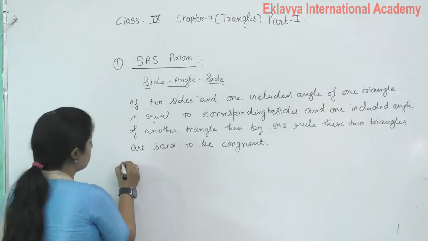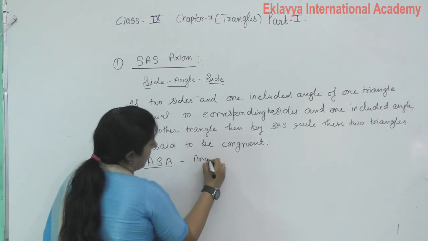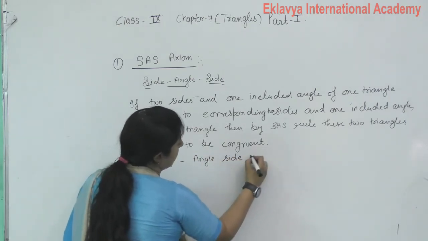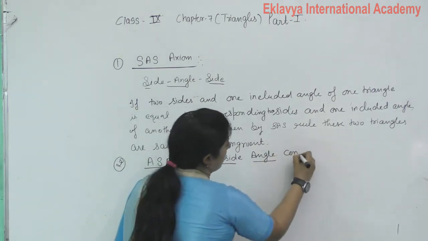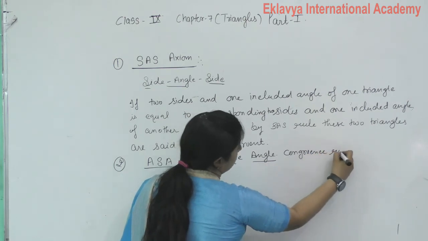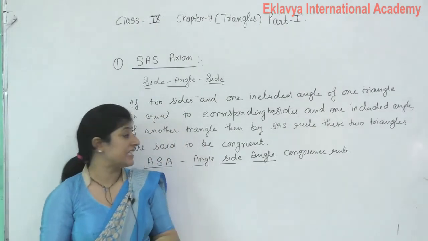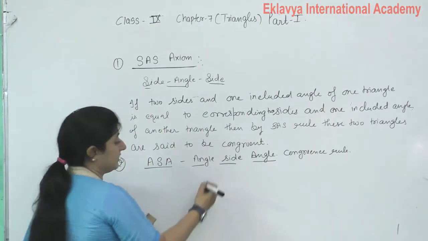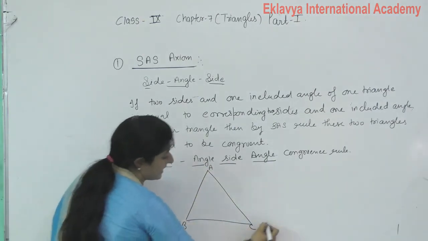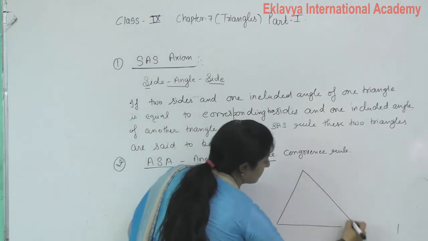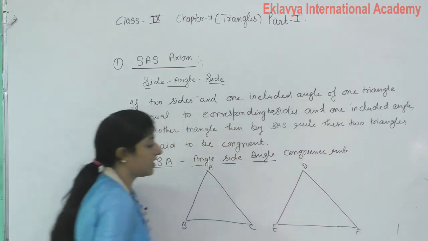Now next rule, angle side angle. ASA means angle side angle congruency rule. It means there is a side in between two angles, so we can say this is the included side. See, A, B, C, D, E, F.